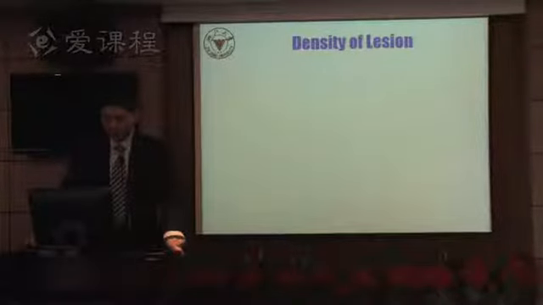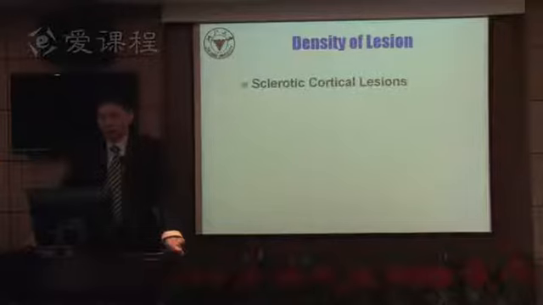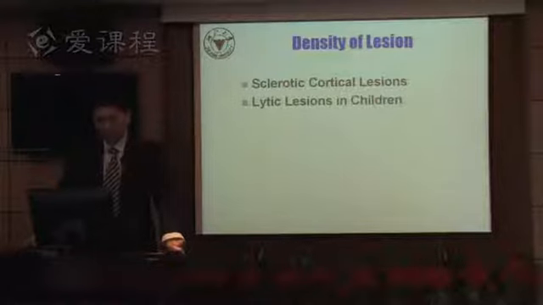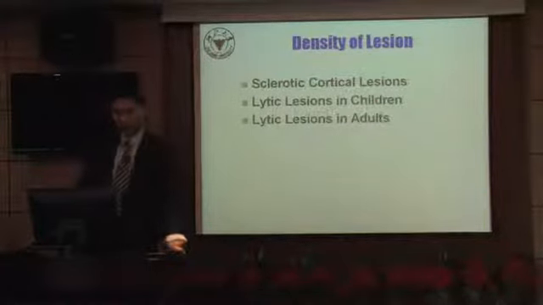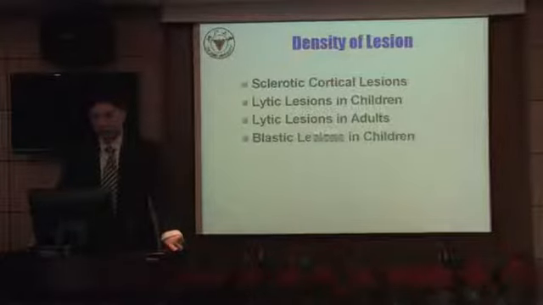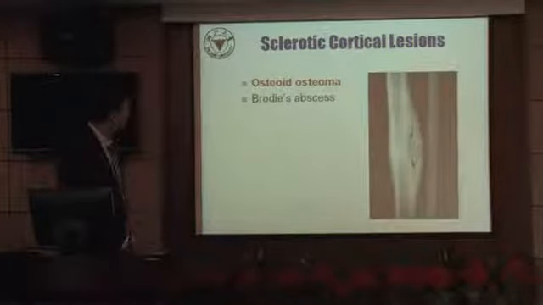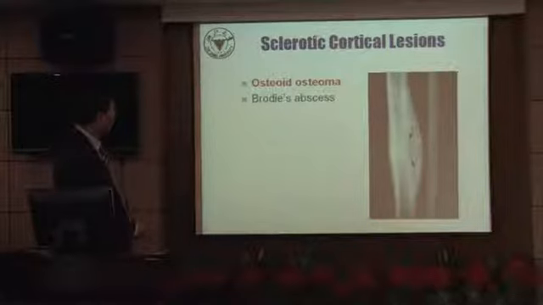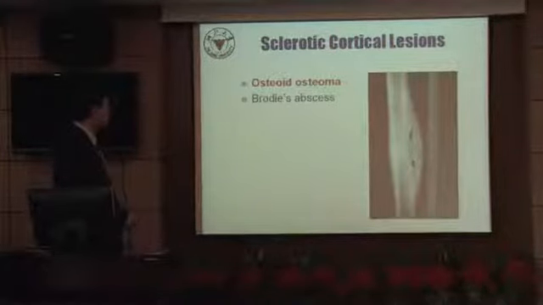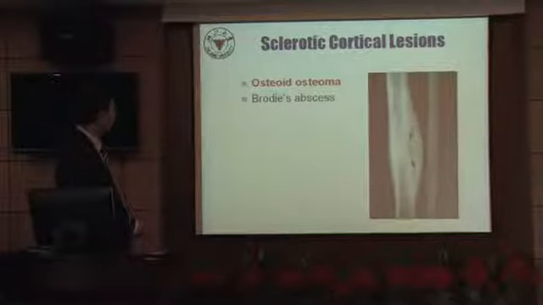And we should focus on the density of the lesion. First, there can be sclerotic cortical lesions, and lytic lesions in children. And we have lytic lesions in adults, and blastic lesions in children and blastic lesions in adults. First, we see the sclerotic cortical lesions. This kind of lesion always happens in the long bone, and this was osteoid osteoma. And this is not a tumor, this was a Brodie's abscess that was very similar to a tumor on X-ray.